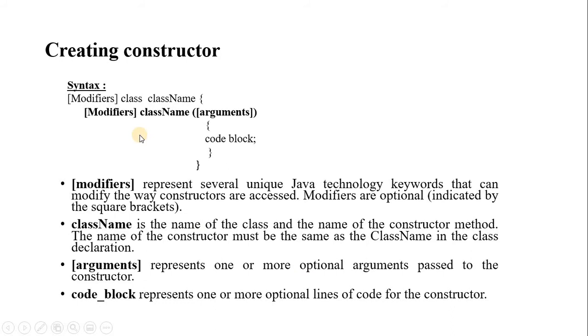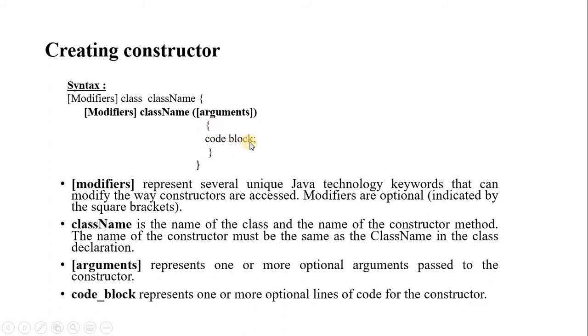What is the syntax for the constructor? How do we create a constructor? For a class, we come up with the modifier and the class name, which we know already, and the class begins here and ends here. And within the class, how is a constructor going to be created? We will have a modifier, followed by the class name. The same name as the class we are going to have for the constructor name, and we will have an argument like a method, and a code block within curly braces.